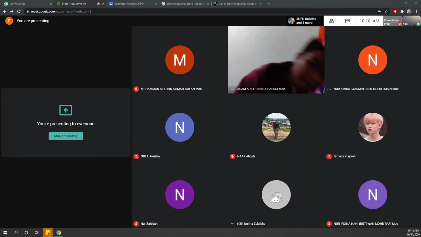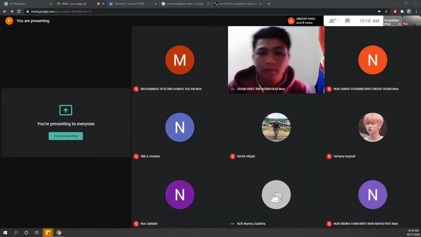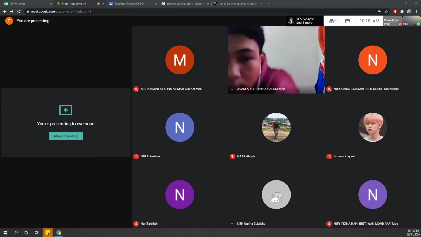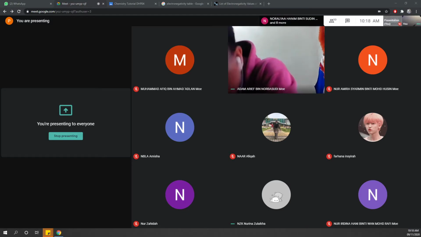Okay, so I want to show the next slide. Can you write this down? The difference in electronegativity for ionic bonding is equal to or more than 2.0. So write it somewhere in your book, so you can figure out whether a compound is ionic bonding or covalent bonding.